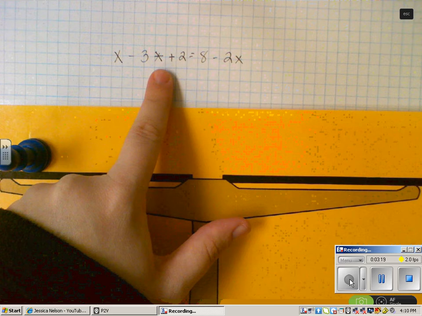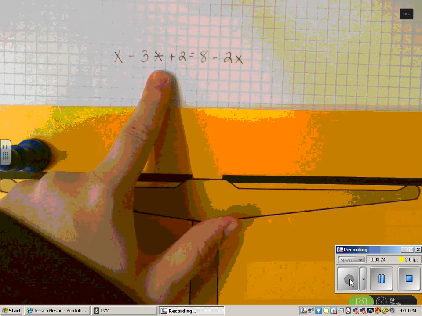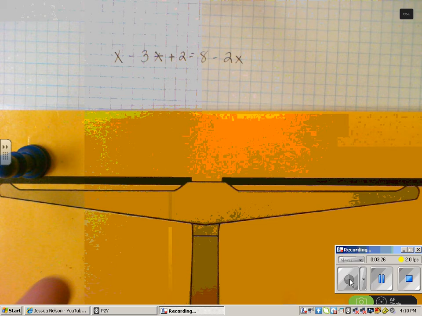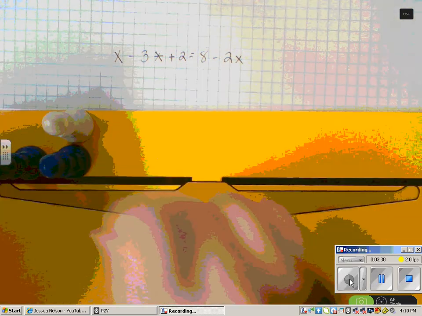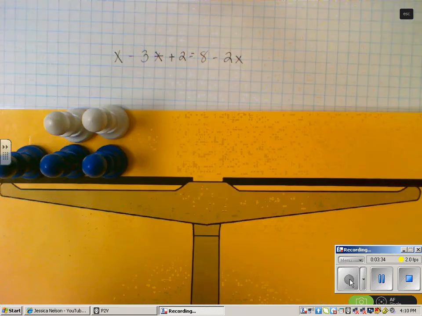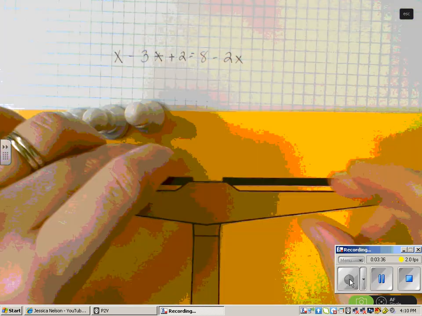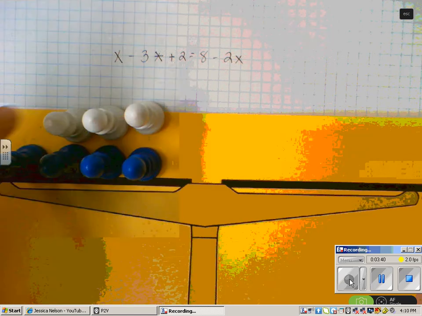So think to yourself, how many convenient zeros do we need to put on the scale? We need to put 3 convenient zeros. So I'm going to put 1, and I'm just going to stack them because I don't have a whole lot of room. 2 and 3. And now I have enough stars that I can take 3 away.